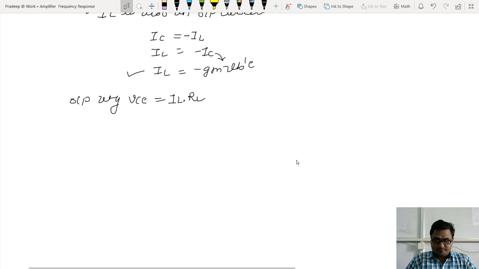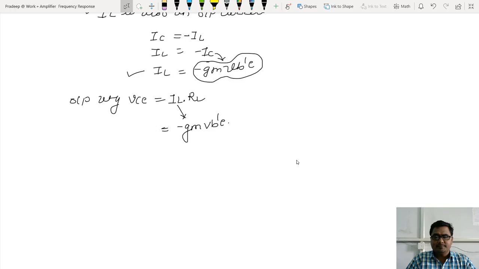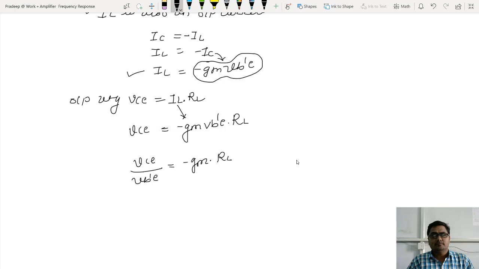But now, what I am going to write is, the value of IL is what? gm Vb'e. So let me put the value of IL here. So it must be minus gm Vb'e multiplied by the value of load resistor RL. Is it? This is nothing but your output voltage Vce. Let me rearrange that. Vce divided by Vb'e equals minus gm multiplied by RL.